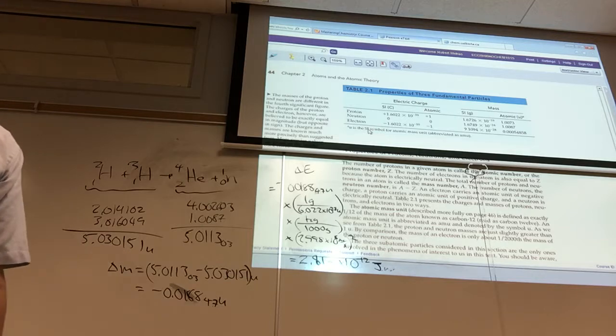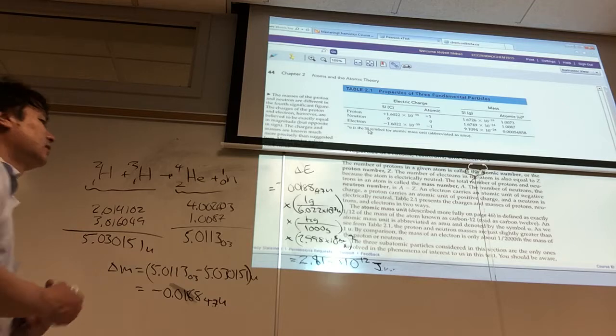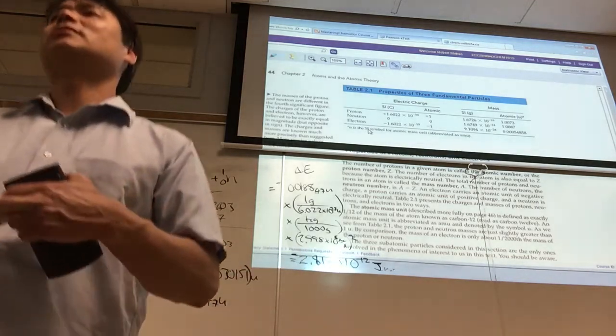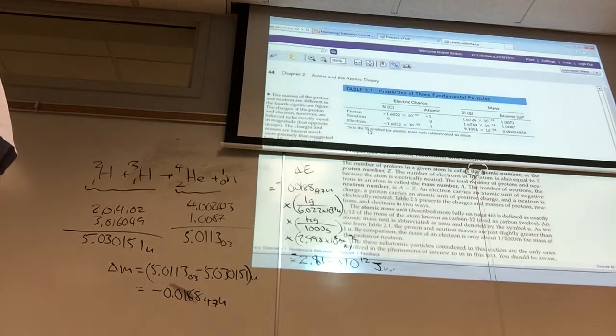Is that enough to heat a cup of coffee? Would you even see a temperature increase in a cup of coffee? No. It doesn't seem like much energy, does it? Oh, no, the negative's still there. Negative just means it's released. So it's exothermic. So it's negative.